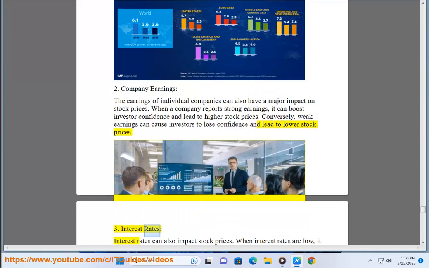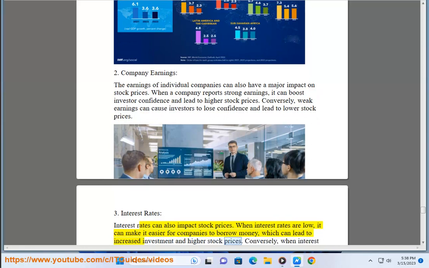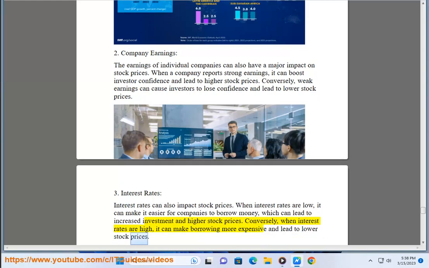3. Interest rates. Interest rates can also impact stock prices. When interest rates are low, it can make it easier for companies to borrow money, which can lead to increased investment and higher stock prices. Conversely, when interest rates are high, it can make borrowing more expensive and lead to lower stock prices.